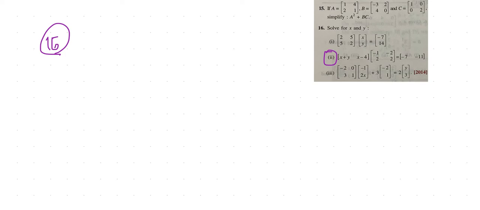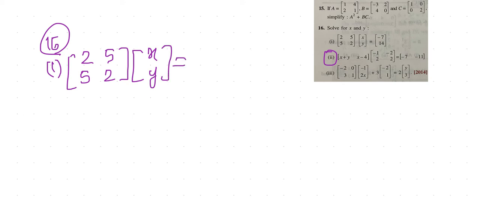Okay, so what are you going to write? This is our first one. So this is 2 5 5 2, and this is being multiplied by X Y matrix, and it is giving me minus 7 and 14. So you can see here, children, first you need to check whether this is multipliable or not. So this is a matrix of the order 2 into 2, and this is of order 2 into 1. So clearly both of them can be multiplied.